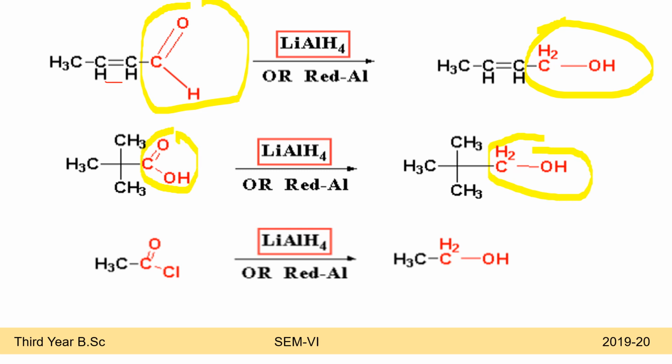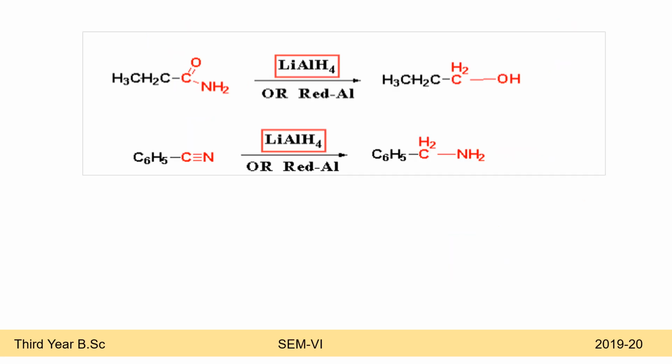Similarly, this acid chloride is also reacted with the lithium aluminium hydride or red-Al. It gives the corresponding alcohol. So the beauty of this reagent is it reduces all kinds of carbonyl groups into the corresponding alcohol, whether it is aldehyde, ketone, acid, acid chloride, or acid anhydrides also. So the lithium aluminium hydride and red-Al, both reagents reduce acid derivatives into corresponding alcohols.